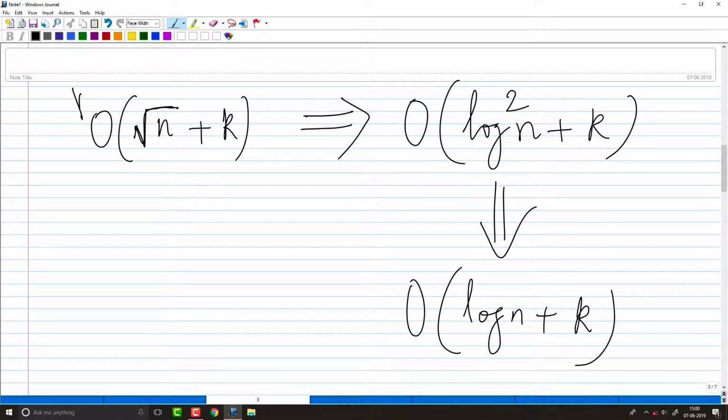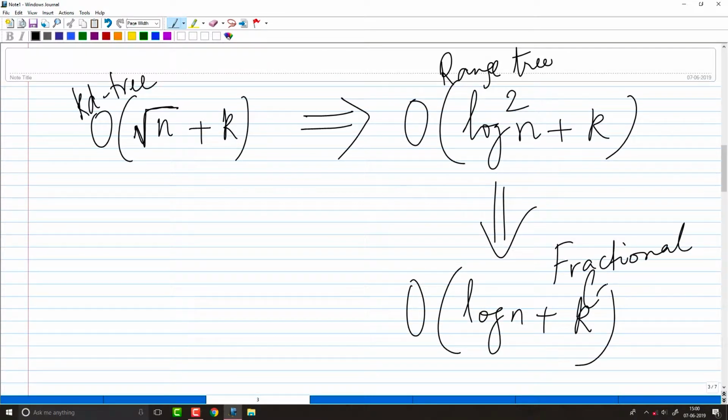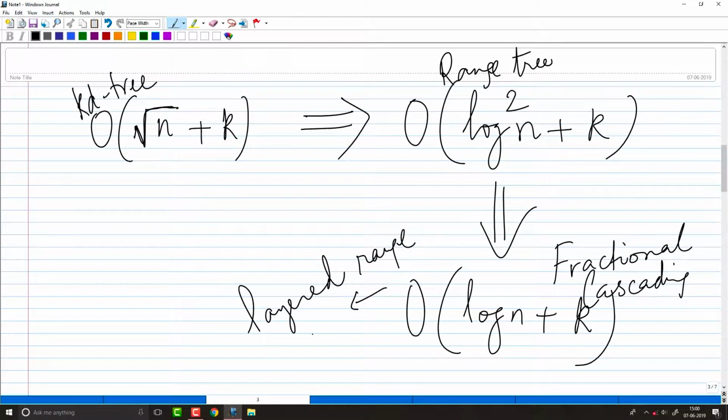Now, this is what your KD tree is. So, we will talk of another data structure known as range tree, and then finally, we will give you some idea about a data structure which is known as fractional cascading, kind of it is a layered range tree. We will see what I mean. So, this is the idea, fine.